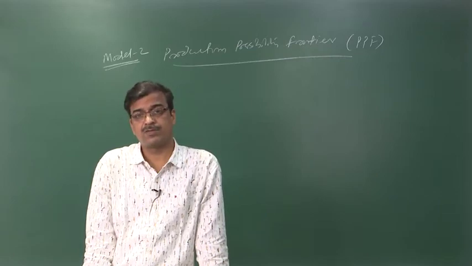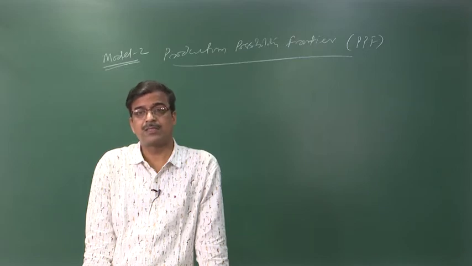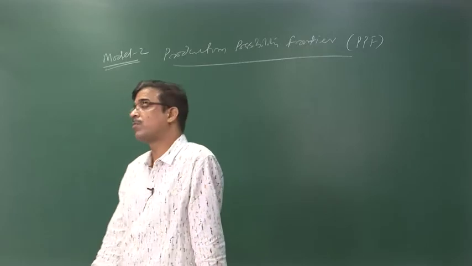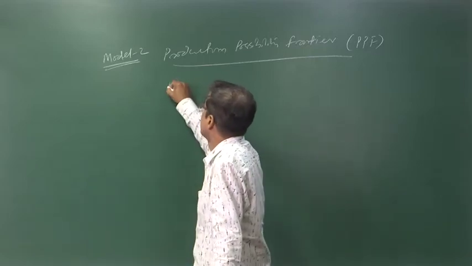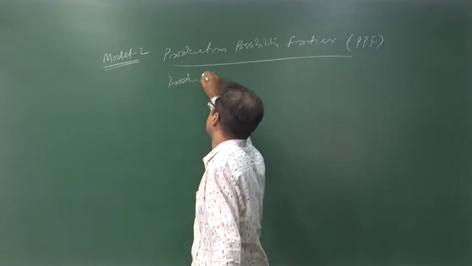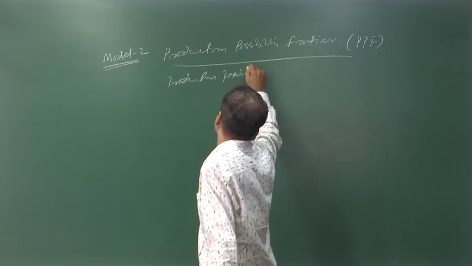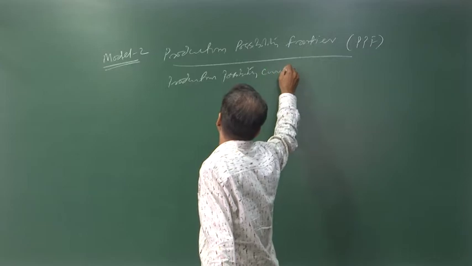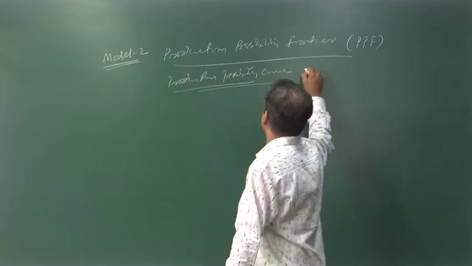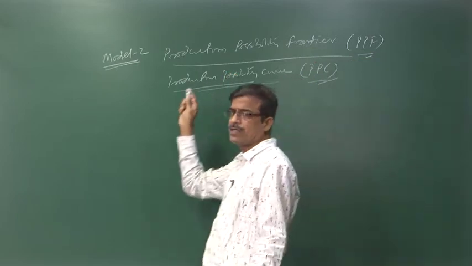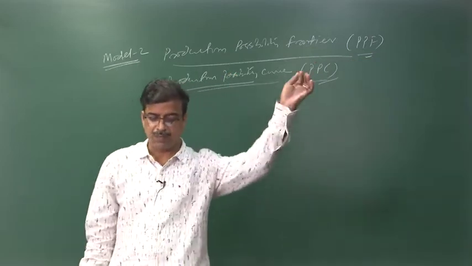Right now we have to start with the second model, the production possibility frontier. The production possibility frontier is also known as the production possibility curve, called the PPC. Whether it is the production possibility frontier or the production possibility curve, both remain the same.